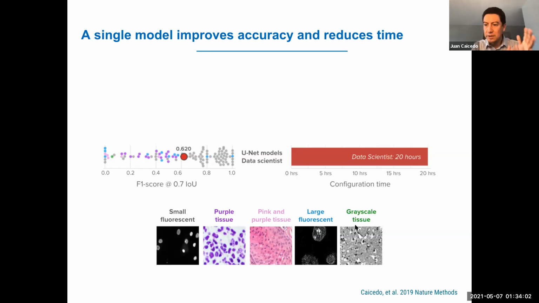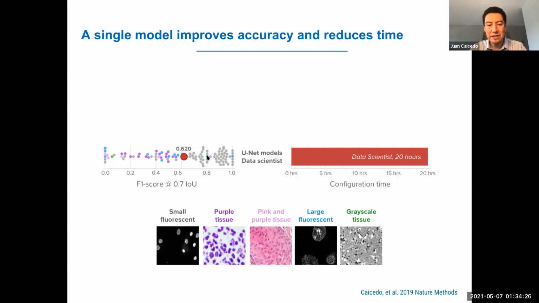Everybody was optimizing their algorithms for specific types of images. And this is what we replicated and what we did. What we observe here is, first, this person is going to spend about 20 hours of work optimizing the 5 units for the 5 image types. And second, we can see how accurate you can get by running an independent model in each of those images.